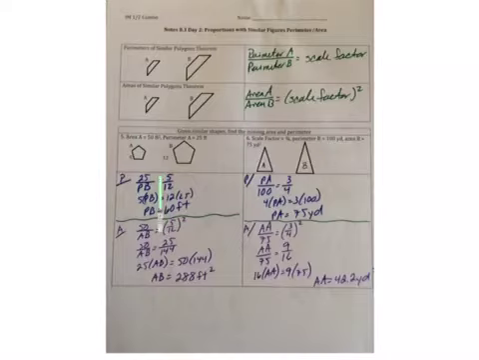So then I cross multiply. 5 times perimeter B equals 12 times 25. Divide both sides by 5. Perimeter B equals 60 feet.